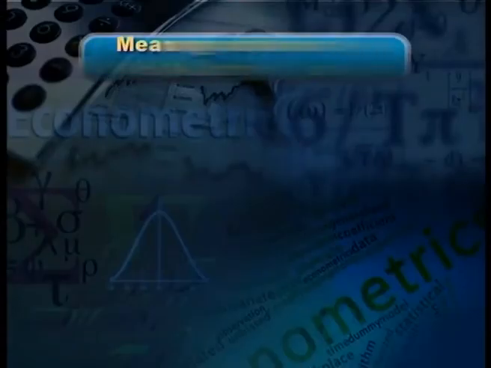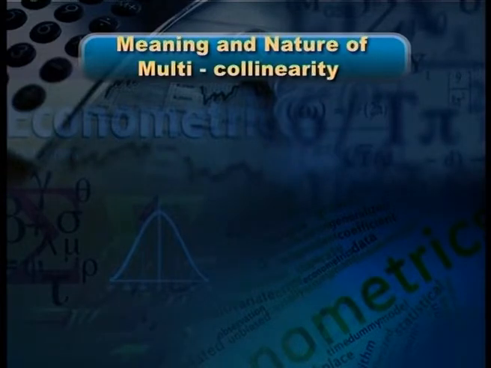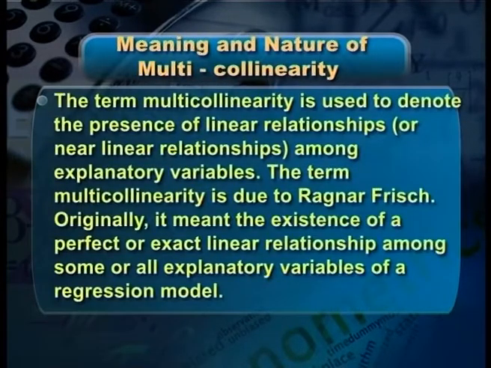First of all, I would like to take up the meaning and nature of multicollinearity. The term multicollinearity denotes the presence of linear relationships among explanatory variables. This term is due to Ragnar Frisch. It connotes the existence of a perfect or exact linear relationship among some or all explanatory variables of a regression model.